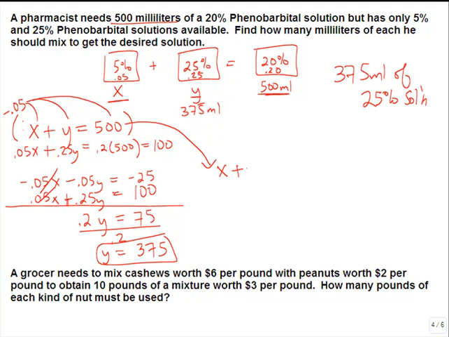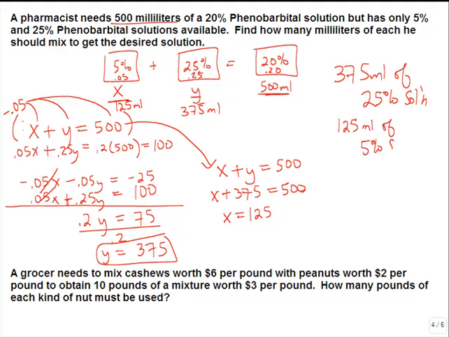So x plus y equals 500, and let's substitute in 375 for y. And if I subtract that to the other side, 500 minus 375 is 125. So that's your x. So that's the 5% solution amount. So I need 125 milliliters of the 5% solution. So there's my answer.